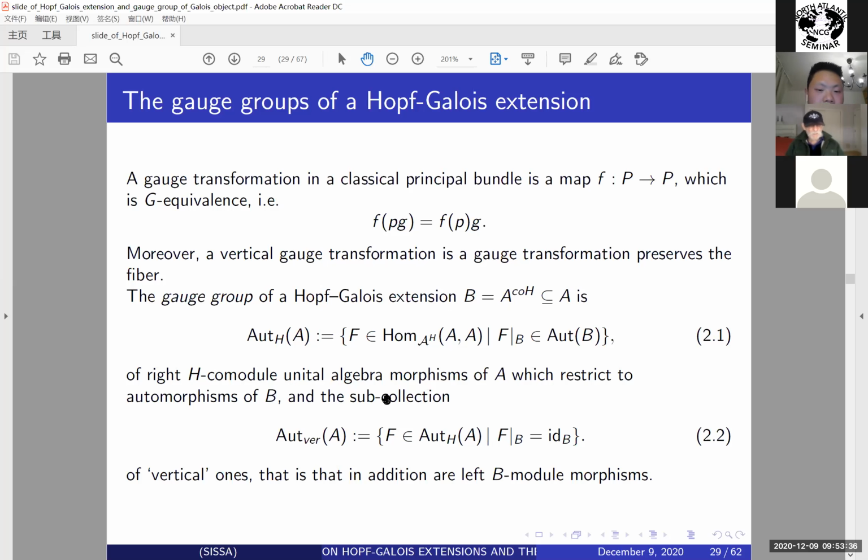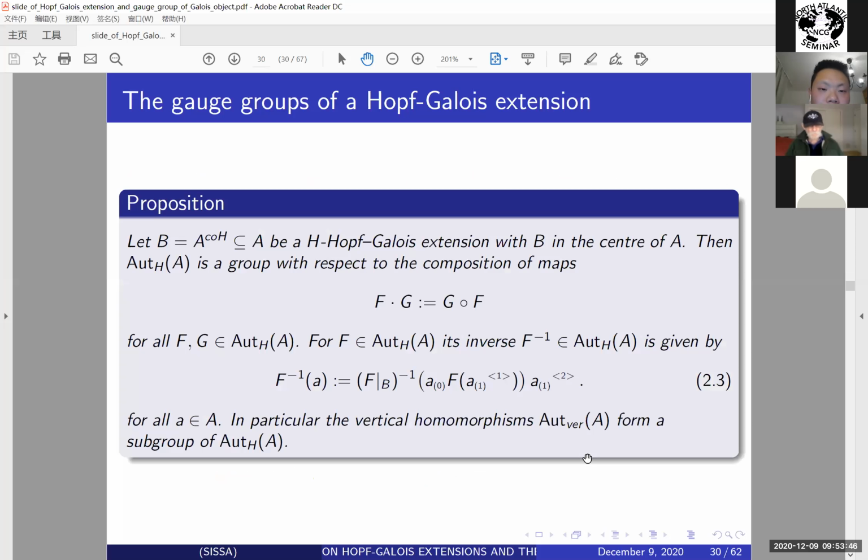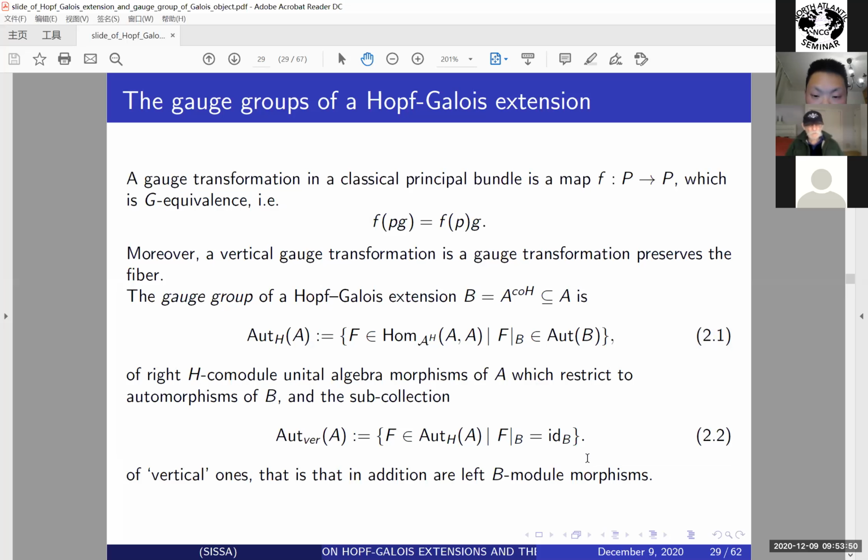And the sub-collection of the gauge group means the subset on the restriction that F restricted on B is equal to identity on B. Okay. Sorry, Shao, don't you need to assume that your map is bijective? No, this one is not necessarily bijective.